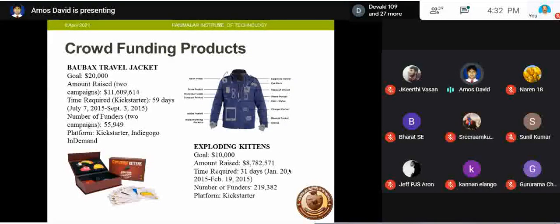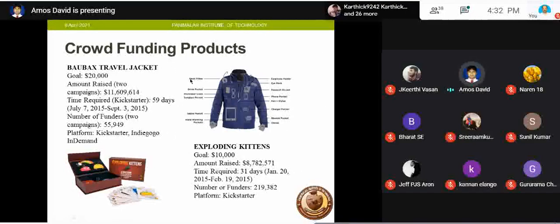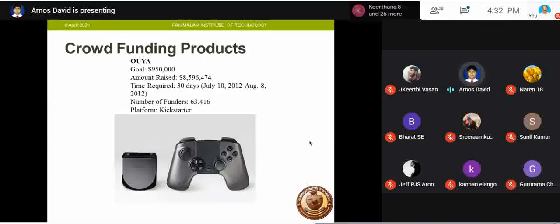Okay, look at this travel jacket. It has so many features. It has a neck pillow. I'll just read it out for you: earphone holder, eye mask, drink pocket, passport pocket, microfiber cloth, sunglass pocket, phone pocket, pen plus stylus, tablet pocket, hand warming gloves, blanket pocket, charger pocket, everything incorporated inside a travel jacket. So if you wear the jacket, you need not have any kind of hand luggage or anything. Everything will go inside the jacket itself. This is something that you should be knowing.